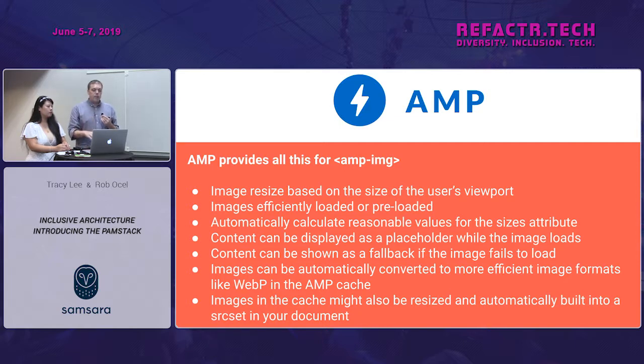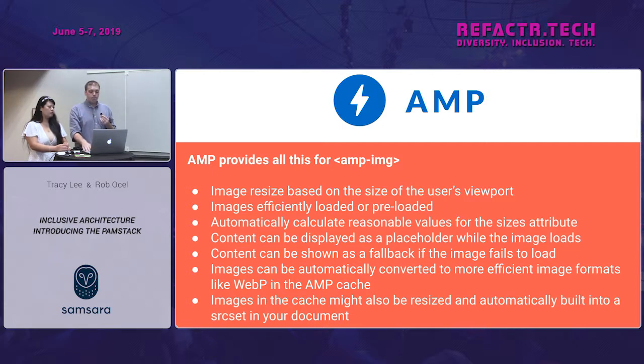So they might resize your images based on the size of the user's viewport. They can efficiently load or preload those images, depending on how far down the user has scrolled on the screen and how many viewports down the image is on the page. It can automatically calculate reasonable values for the sizes attribute. And it can display an image as a placeholder while the image loads, or show a fallback image if something were to fail.